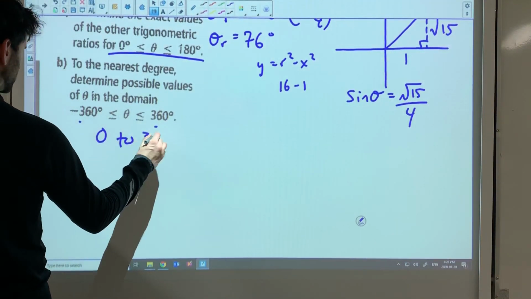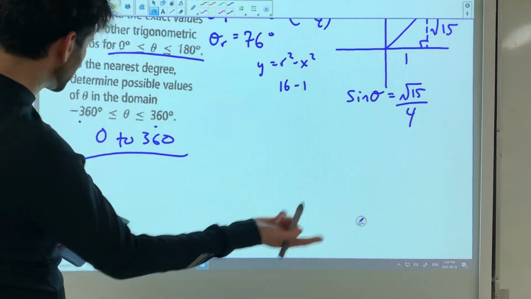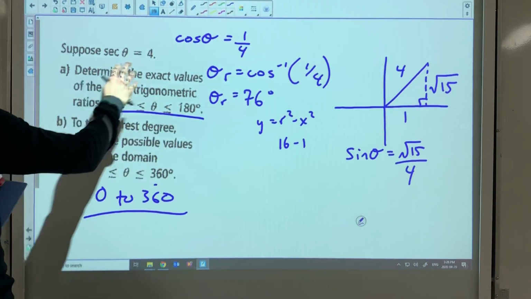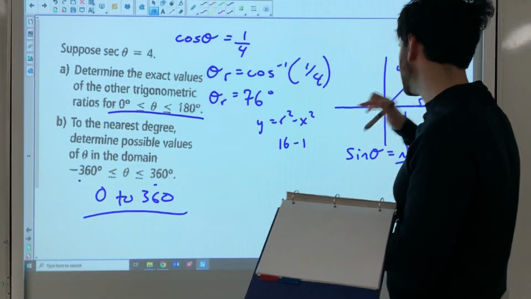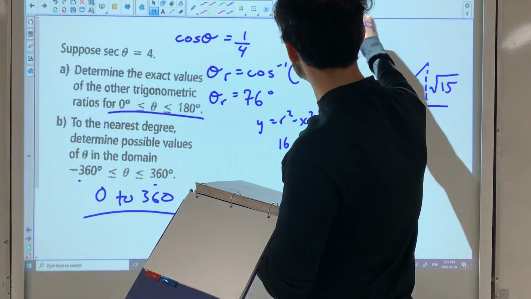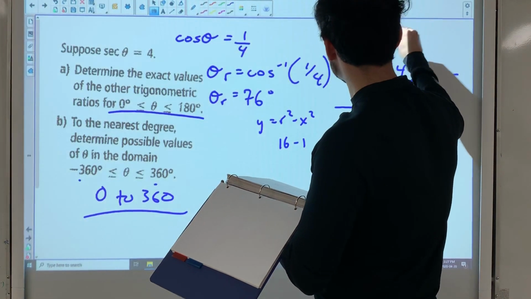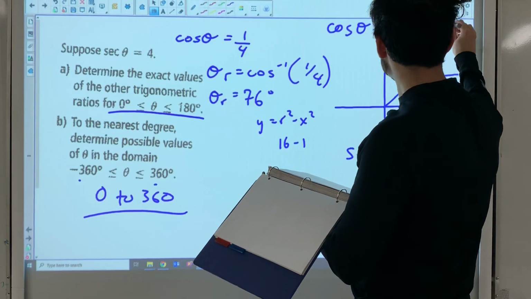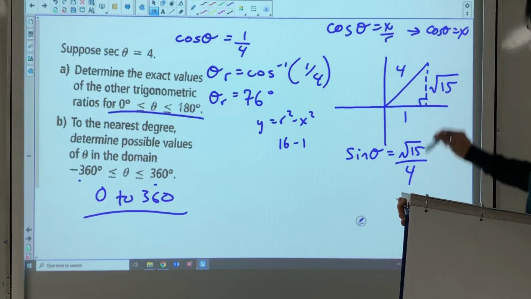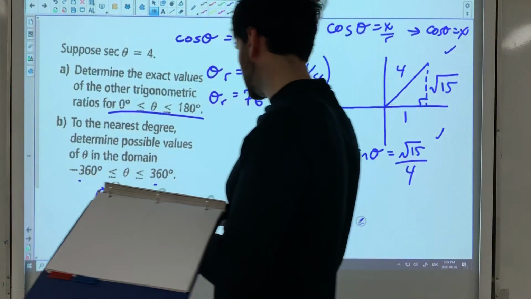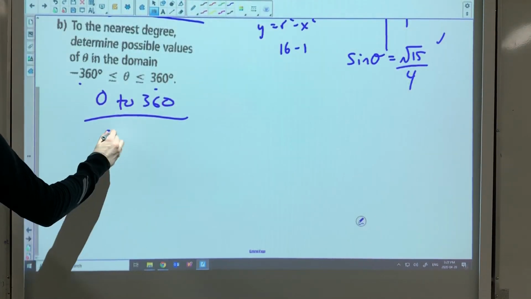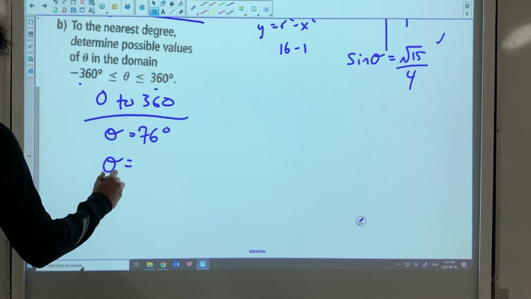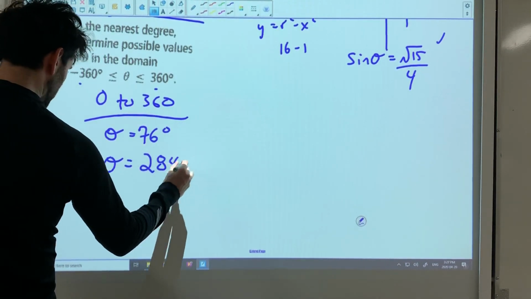For part B, notice how it's asking for all from negative 360 to 360. Find your positive ones first, and then use coterminal angles to find the negative ones. I'm just going to give them to you. You need to find a place where the cos theta values are positive. That's your x values, right? Cos theta is equal to x over r. On the unit circle, r is 1, so cos theta is the x value. So where is it positive? Here and here. So you're going to get 76 degrees, and you're going to get 284 degrees in quadrant 4.